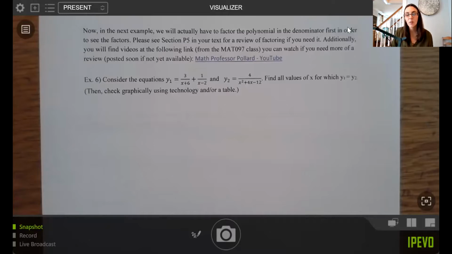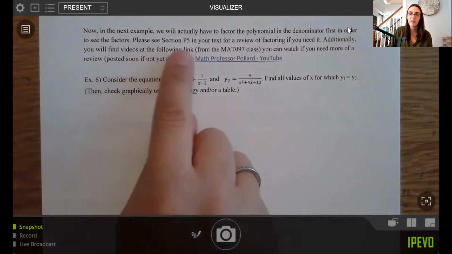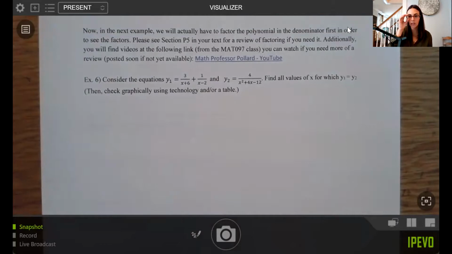All right, so let's do one more example on rational equations, and this one's going to be a little bit harder. So in the next example, we will have to actually factor the polynomial in the denominator first in order to see the factors to make our LCD. Now, we don't cover factoring in this course. It's assumed that you already know how to factor. So if you don't, or you need the review, you can see section P5 in your text for a review of factoring if you need it.